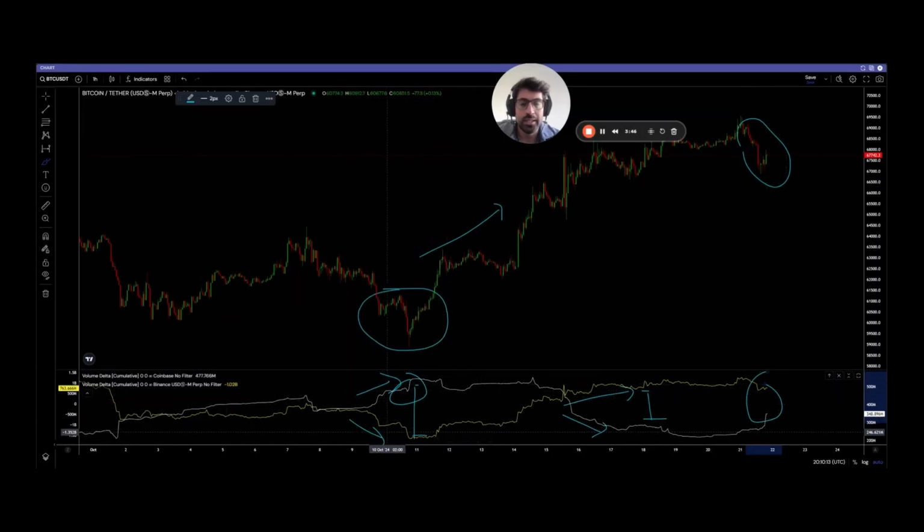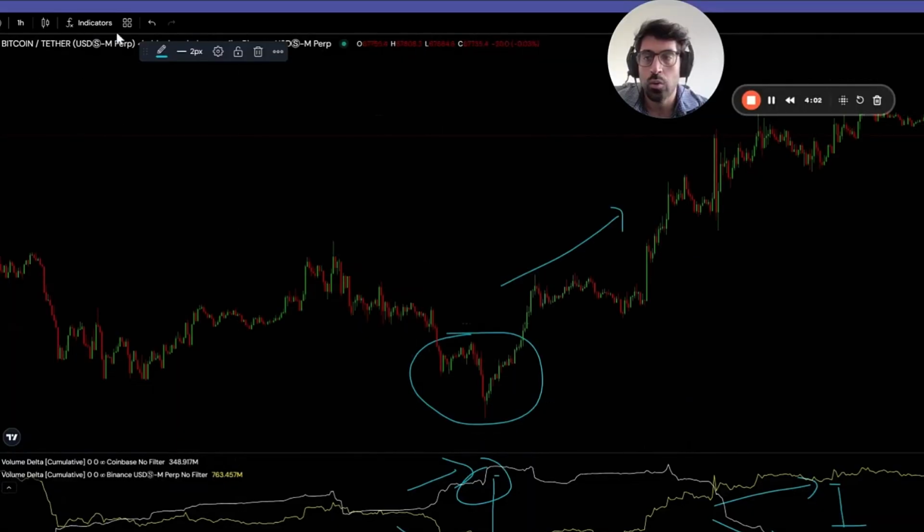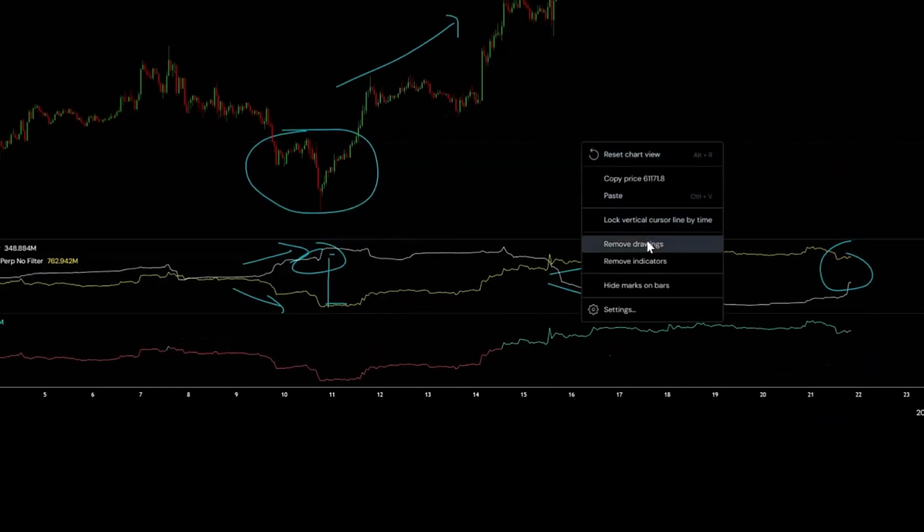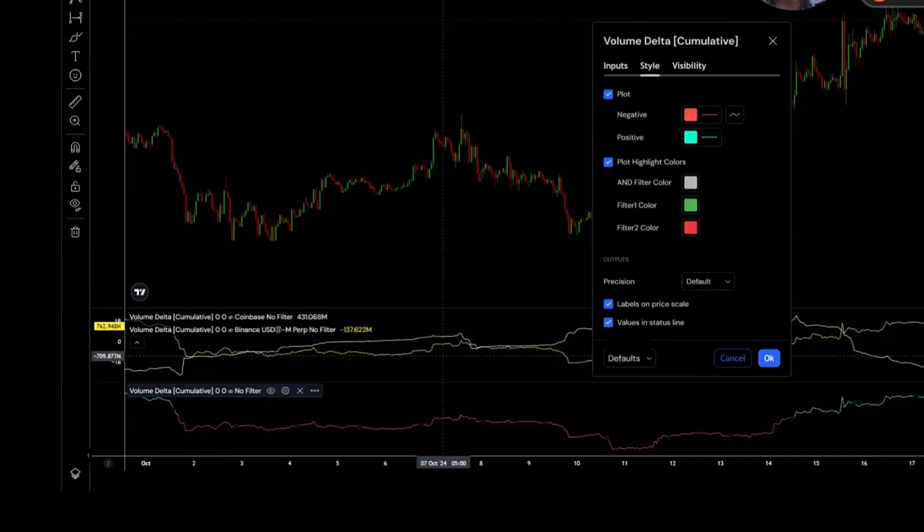Let's say we wanted to dive a little bit deeper into this perp CVD trend line, right? Let's say we wanted to understand what is leading this direction. Is it the retail market or is it the institutional market? Is it big money or is it small money? So to do that, we can click on the indicator again, volume delta cumulative. Let's remove some of these drawings. We can click on the exchange again.